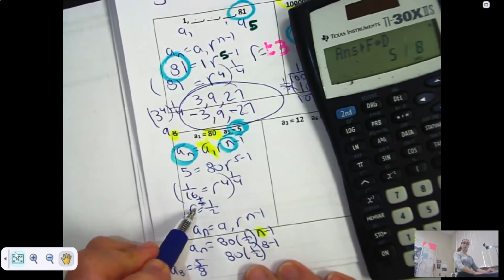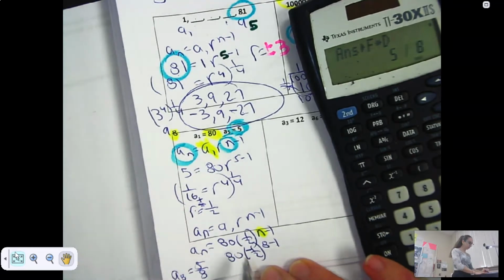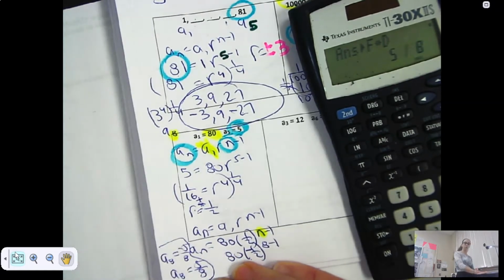But I did say that the ratio could be negative. Okay, well if the ratio was negative, then that means it could also be negative 5/8. So you have two options as answers.